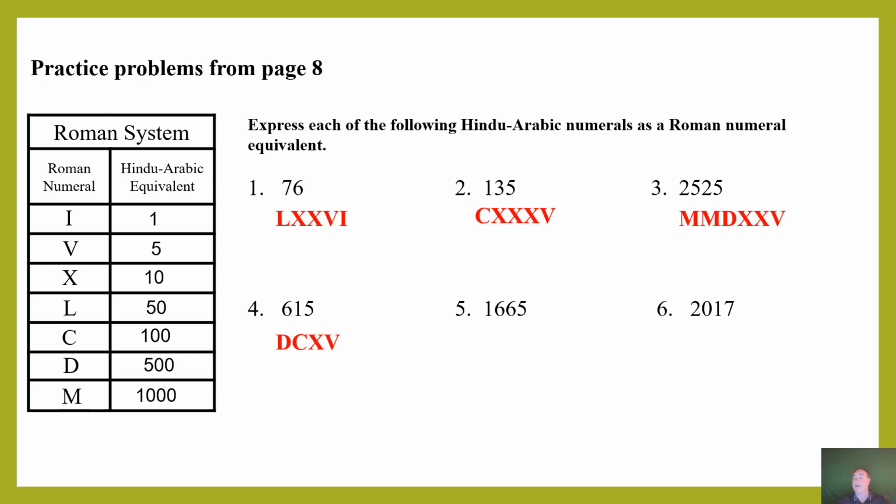Number 5, you should have ended up with MDCLXV. And number 6, you would have ended up with MMXVII.